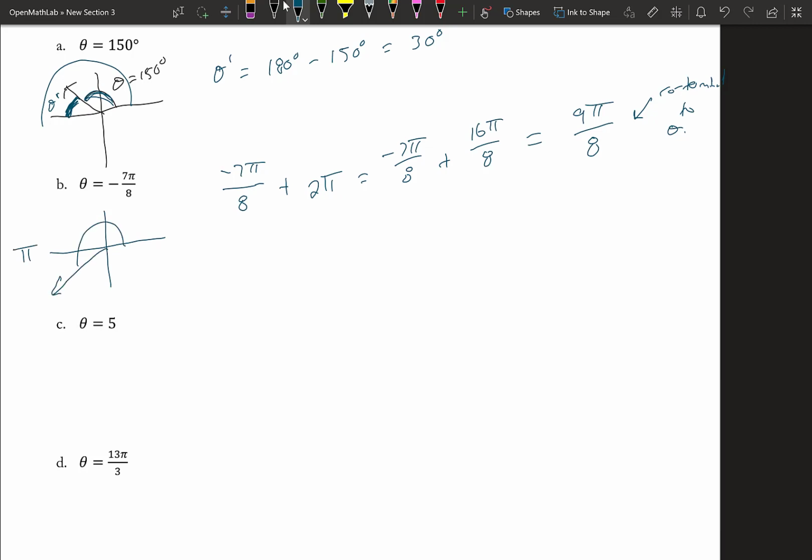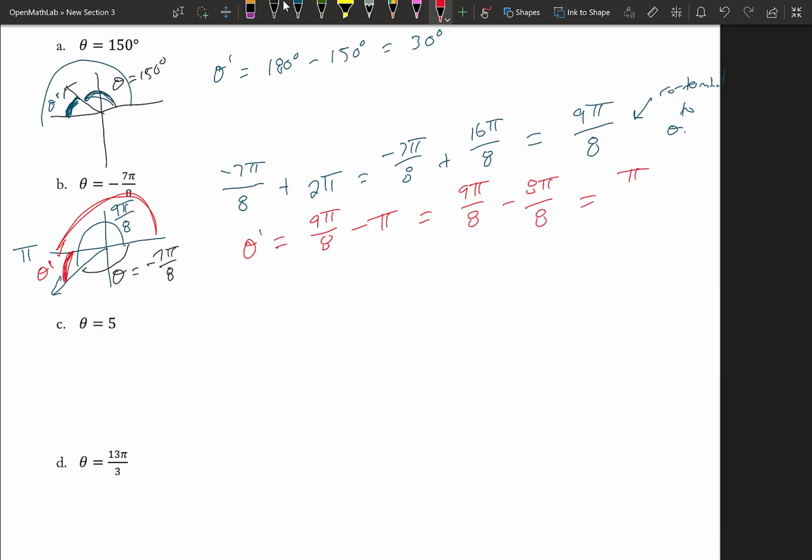So this guy is 9 pi over 8, where this part is actually theta, which is negative 7 pi over 8. What we're after, I'll draw this in red, is this angle here, which is theta prime, the reference angle. So probably the easiest way to find theta prime would be to take 9 pi over 8 and subtract off pi, right? Subtract off this part here to find the remaining part. So this would equal 9 pi over 8 minus 8 pi over 8, which is equal to pi over 8, right? So that is my reference angle, right? That's that little part here.